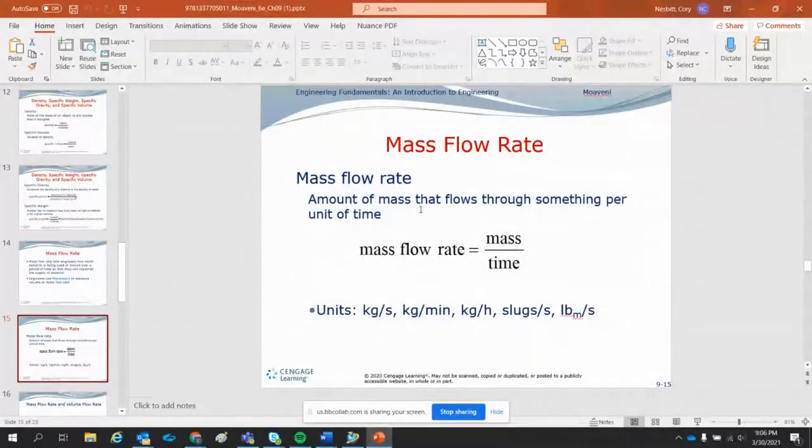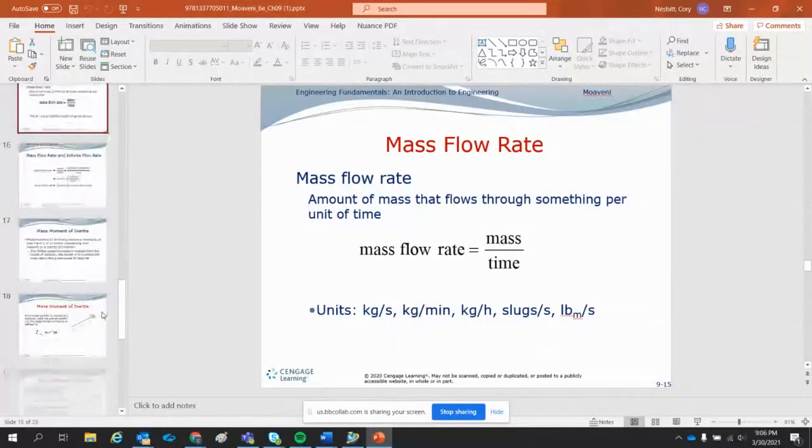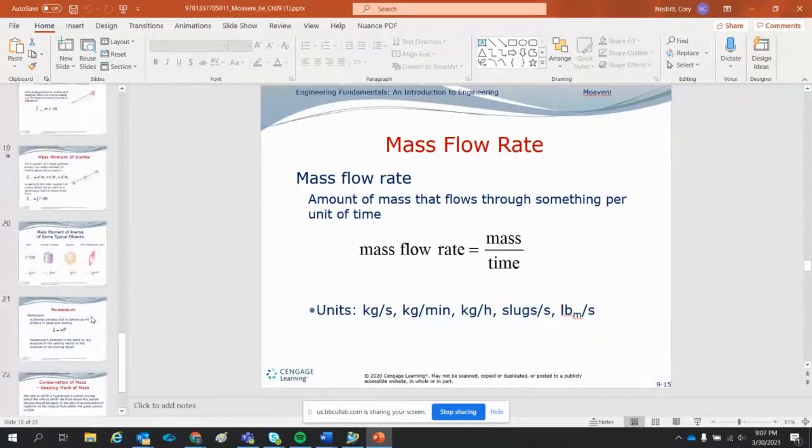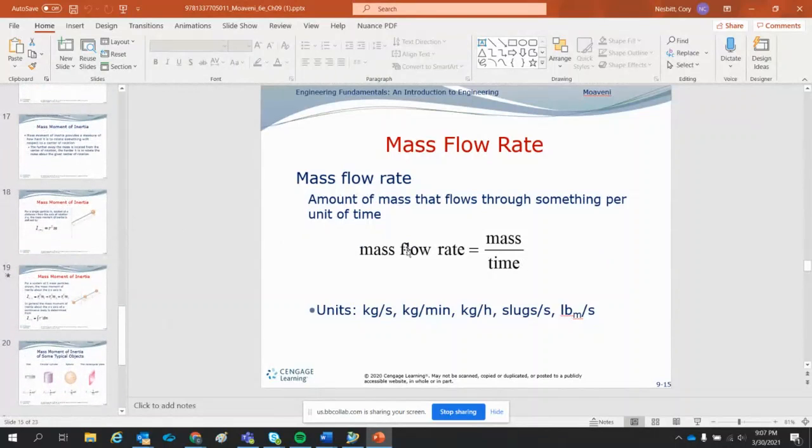Really what I want to get at is mass flow rate. We're not going to go over momentum either. But mass flow rate is basically the movement of a mass over time, the amount of mass that flows through something per unit time.